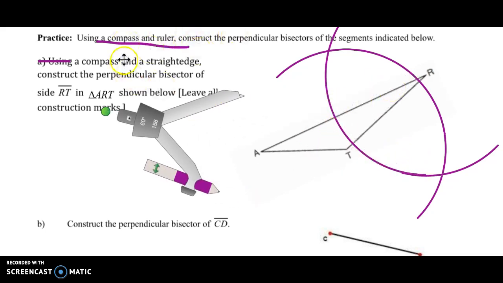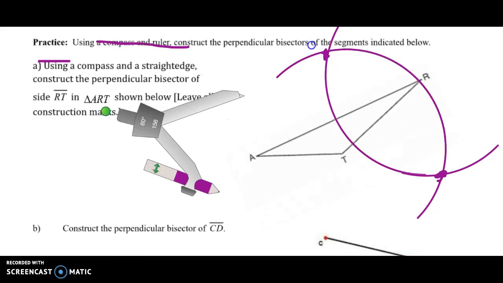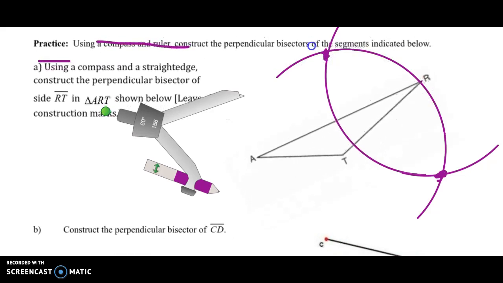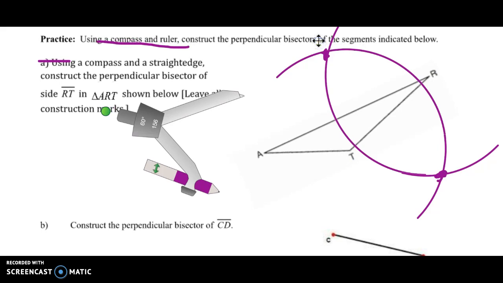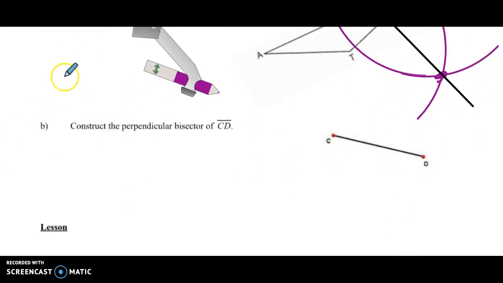Where the 2 arcs intersect, we can put a point. So there's 2 points of intersection, so we can put 2 points. And through any 2 points, we can do a line. And there's our bisector. It didn't ask us to label the midpoint or anything, so we don't have to unless it asks. I mean, you always can. There won't be any loss of credit.